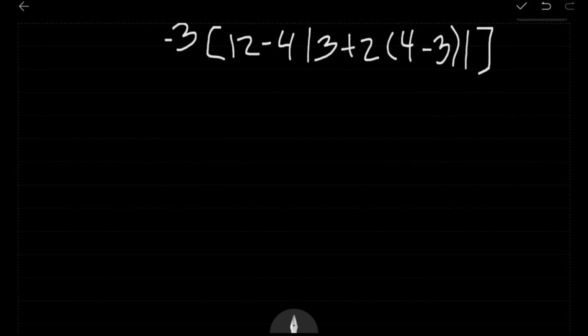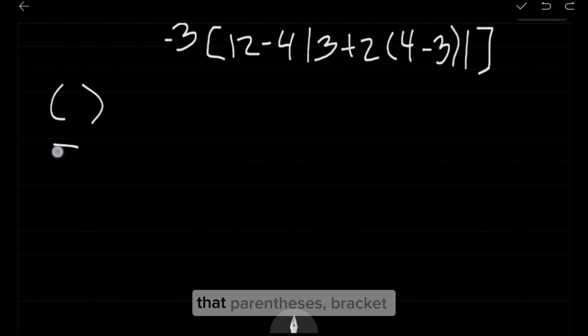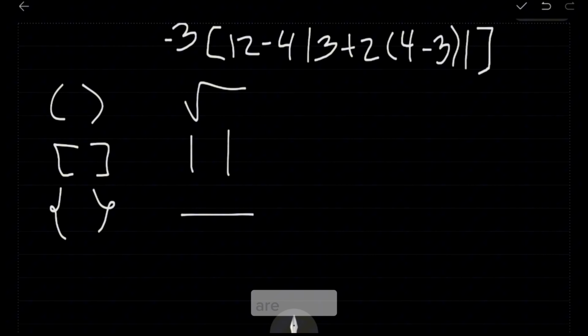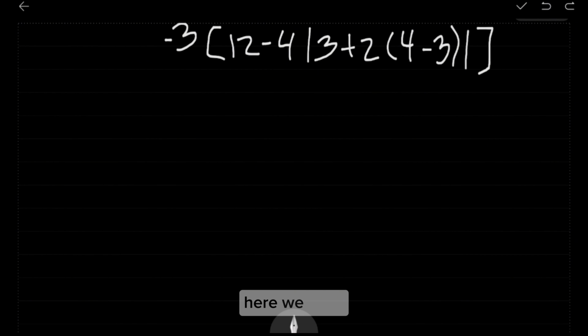We are done with simple problems. Now, let's have this complicated one: negative 3, a bracket, 12 minus 4, the absolute value of 3 plus 2 times the quantity 4 minus 3. Let us not forget that parentheses, brackets, braces, radicals, absolute value, and fractions are part of grouping symbols. So any expression inside of those symbols is considered a group. Here we have a bracket, an absolute value, and a parenthesis.